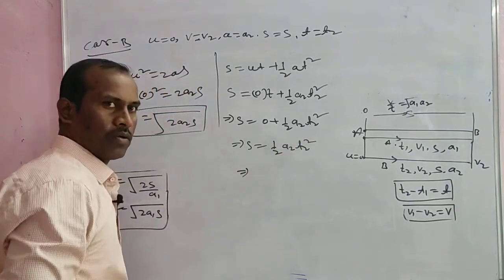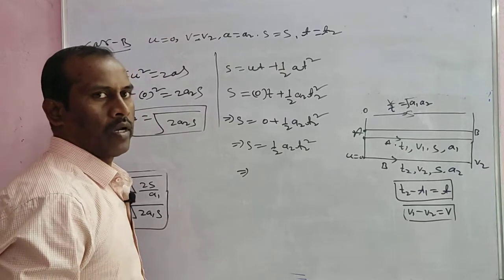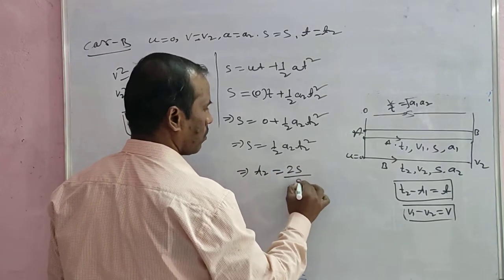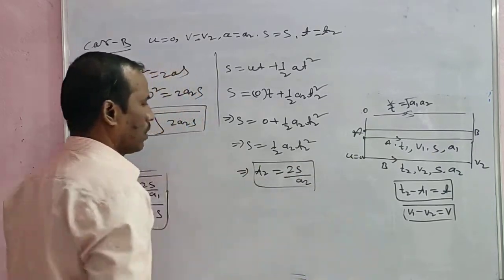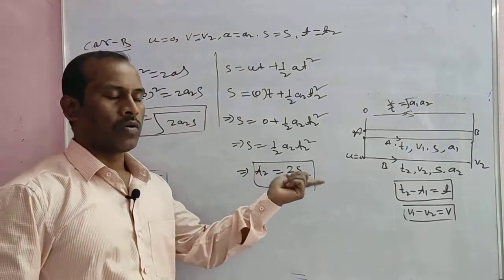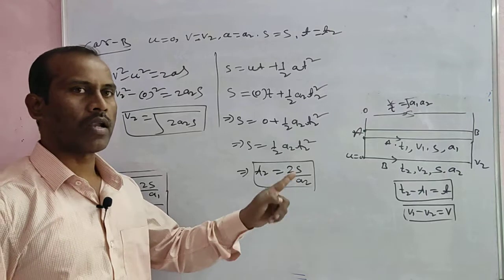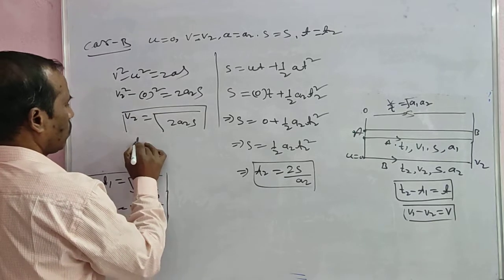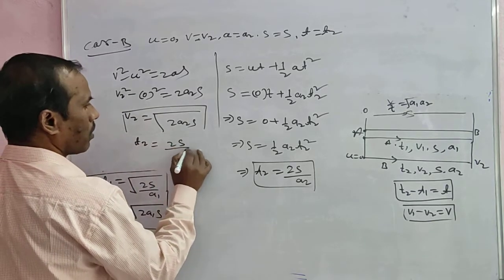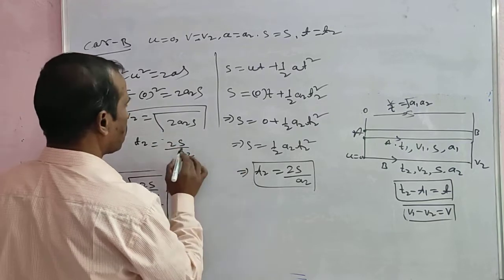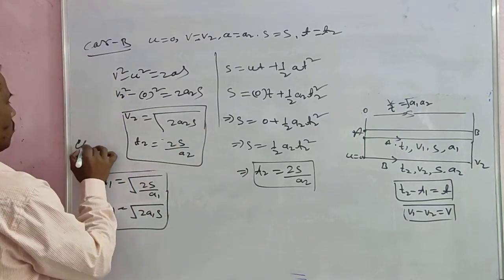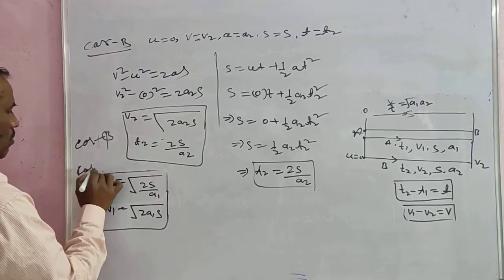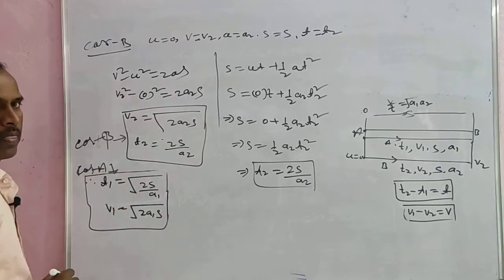Now we want t2, the time taken by car B to reach the finishing point. t2 is equal to under root of 2s by a2. This is the time taken by the car to reach the finishing point, and the velocity of the car at the finishing point is v2. So these are the two values. This is car A, and this is car B.